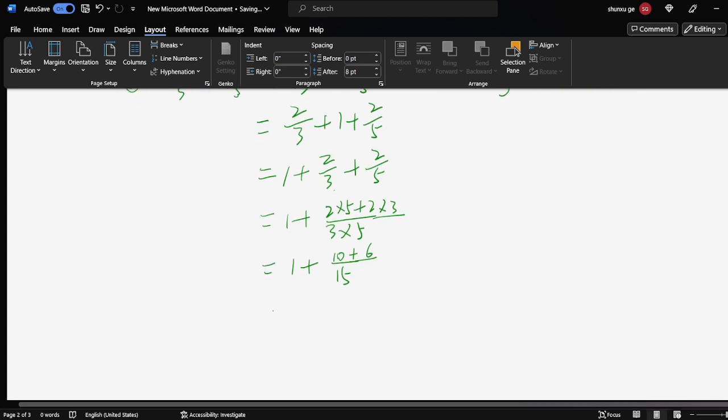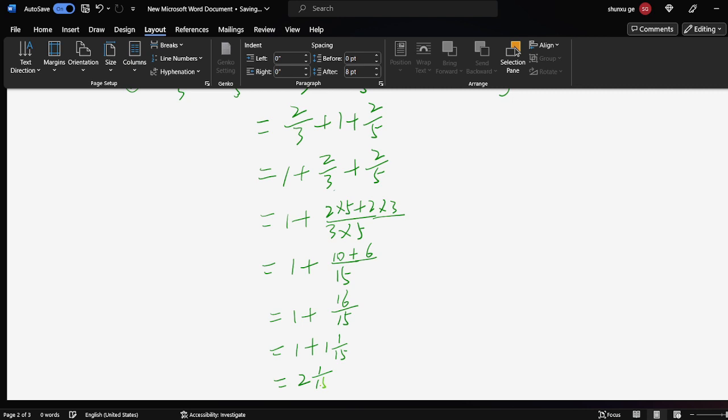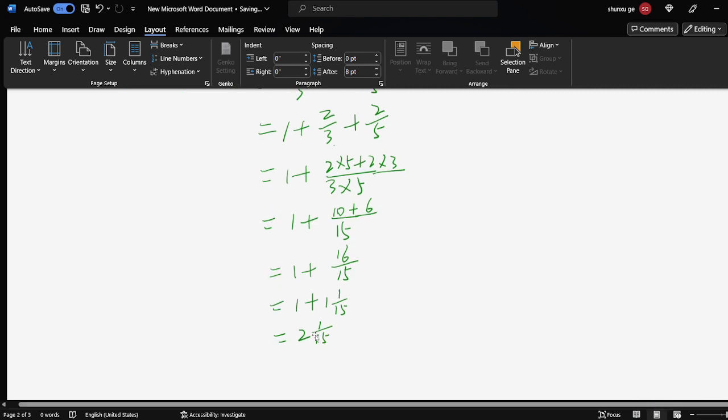So 1 plus 16 over 15. So this is also an improper fraction. So change to a mixed fraction. 1 plus 1, 1 over 15. So the final solution should be 2 with 1 over 15. Okay. This is our final solution.